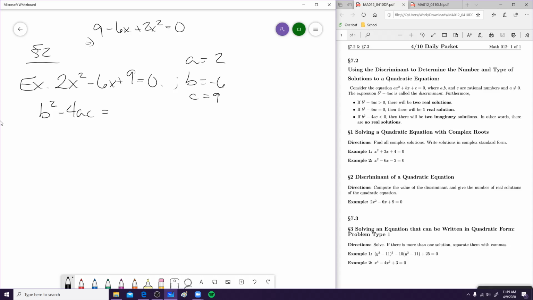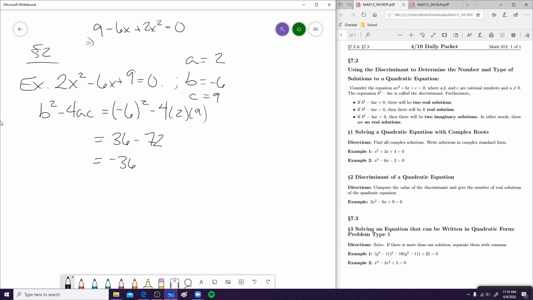So now that we know what a, b, and c are, we will just plug into this formula. So we have b squared, so b is -6, we want to do quantity squared, minus 4, and then 2 times 9. Right? -6 squared, that is 36. And then -4 times 2 times 9, that is -72. And then 36 minus 72, that is -36.